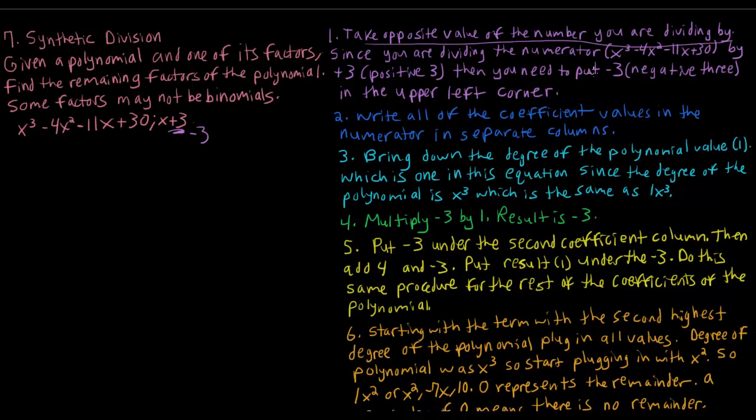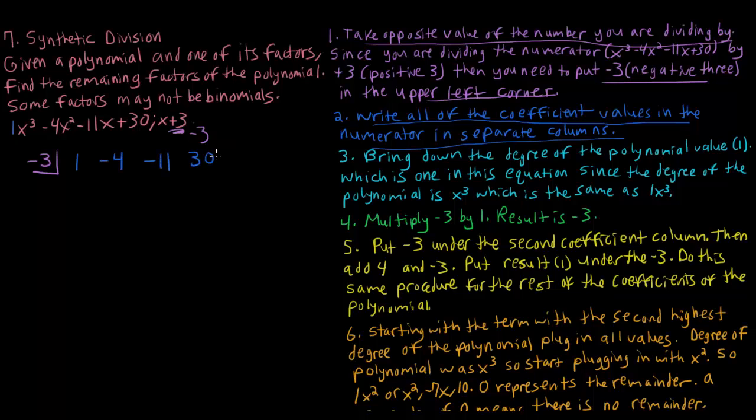The number you're dividing by is positive 3, so you need to put negative 3 in the upper left corner. So to set up the synthetic division, we have negative 3 in the upper left corner like this, and then step 2 says write all of the coefficient values in the numerator in separate columns. Our first numerator value, x to the third, is pretty much 1x, so we put 1 here. And then our next coefficients are negative 4, then negative 11, and positive 30.